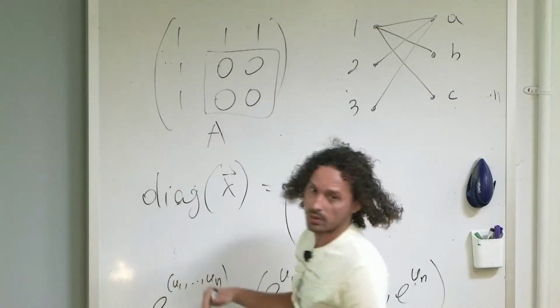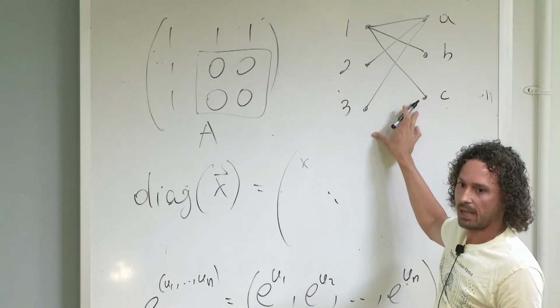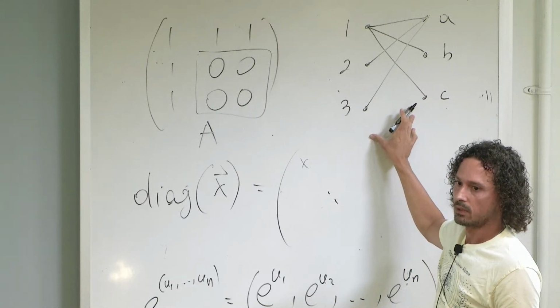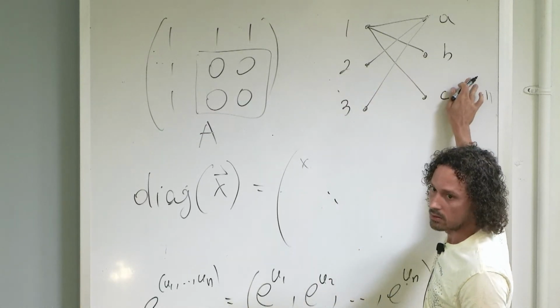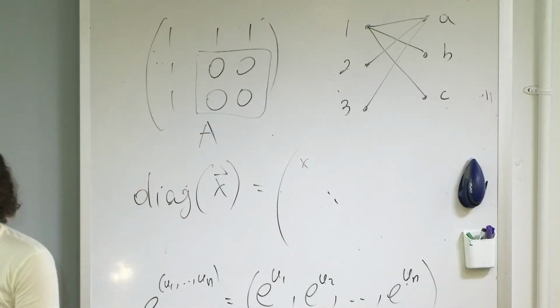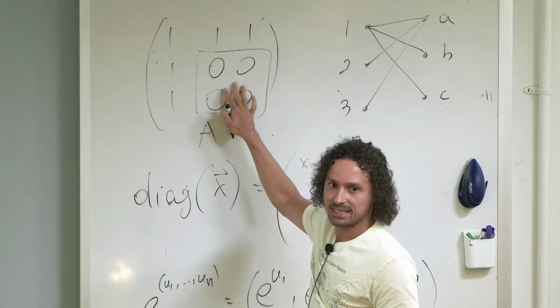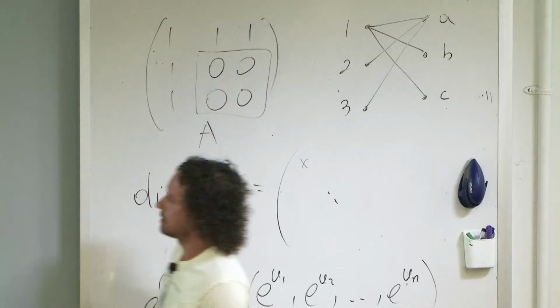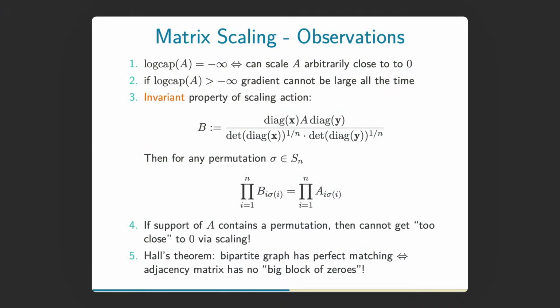Hall's theorem tells us what? This graph has no perfect matching. But what is a perfect matching in this graph? It's just an injective function from here to here, which is a permutation. Correct? So now we know that if the support of my matrix has a big block of zeros, then in any permutation, this product for my matrix is equal to 0, because I'm not supported on any permutation.